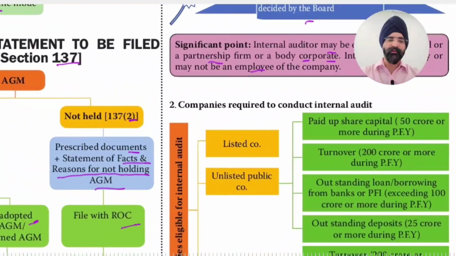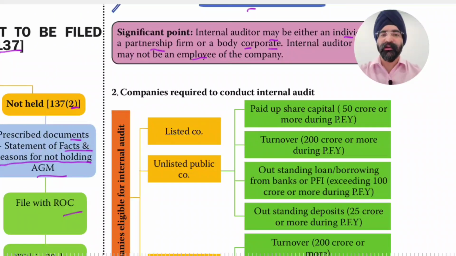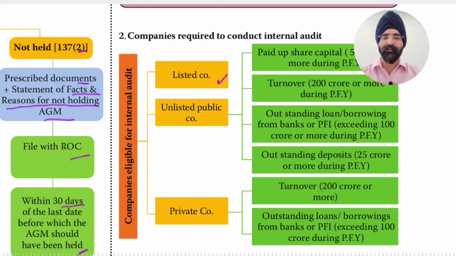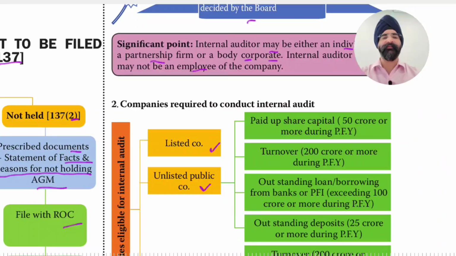Next is companies required to conduct internal audit. Now, on which companies is internal audit applicable? Without any doubt, listed companies are covered. So companies eligible for internal audit, number one, are listed companies. Then unlisted public companies fulfilling the required conditions, and unlisted private companies fulfilling the required conditions. Obviously, private companies are unlisted. For listed companies, by default, if a company is listed, then it is required to conduct internal audit.